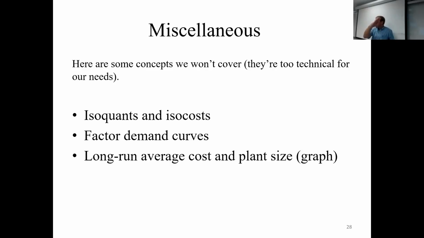How much is it going to cost you? You could have all labor or all capital. And then how much you're going to be able to produce using those two. You're going to choose the point of maximum production.